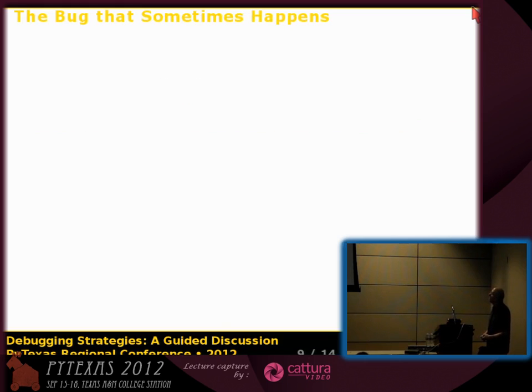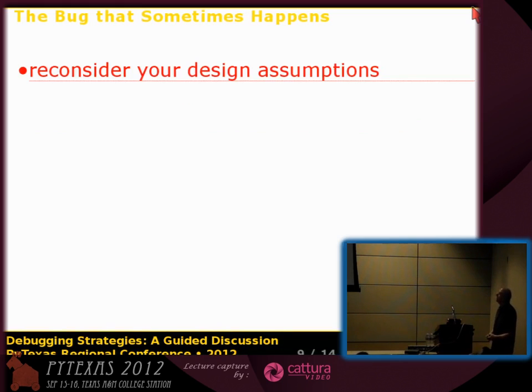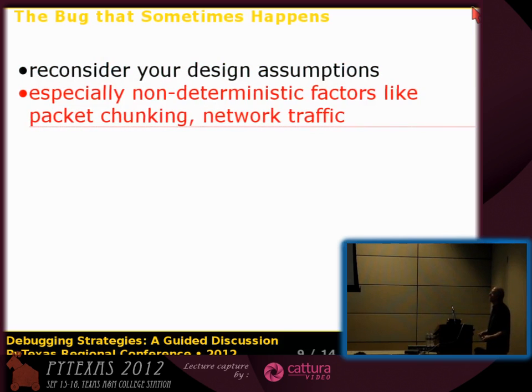The bug that sometimes happens is, of course, you need to reconsider your design assumptions, because if it sometimes happens, maybe what you think is going on in the environment is not what really is going on in the environment. Especially the non-deterministic factors, ones that change, as in the chunking of packets or network traffic. Suddenly, it depends on maybe at that instant there was a lot of network traffic going on, a burst of network traffic, and then it pauses and bursts and pauses. And so you have to think about, did you design for that? Did you handle that in your code? Maybe you didn't. Maybe you made assumptions about the environment.